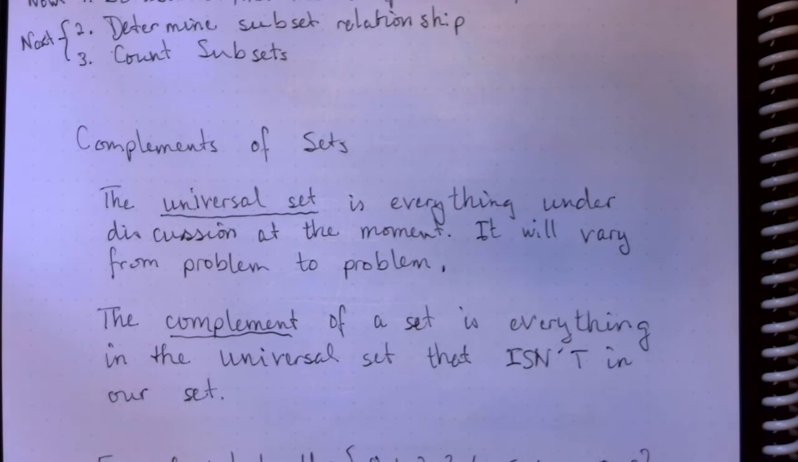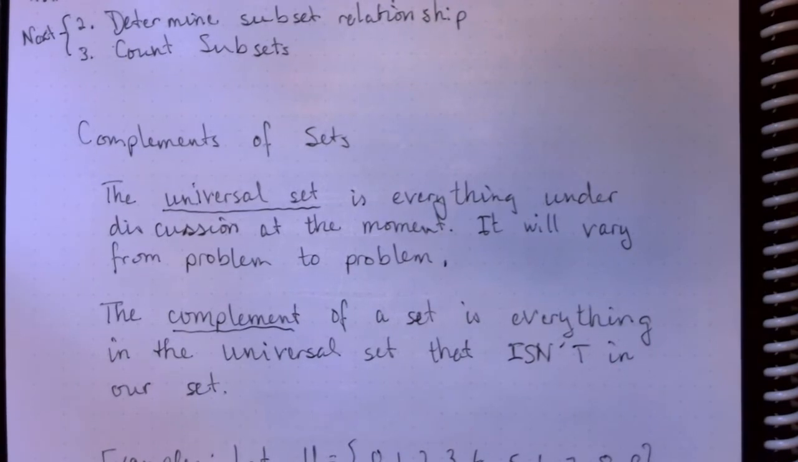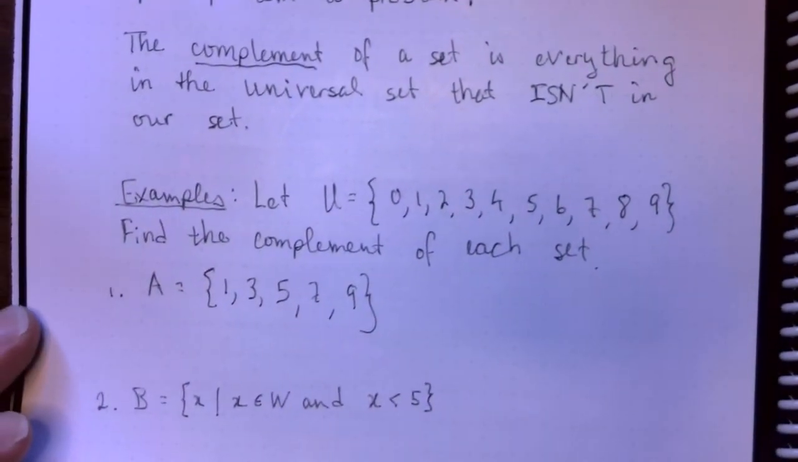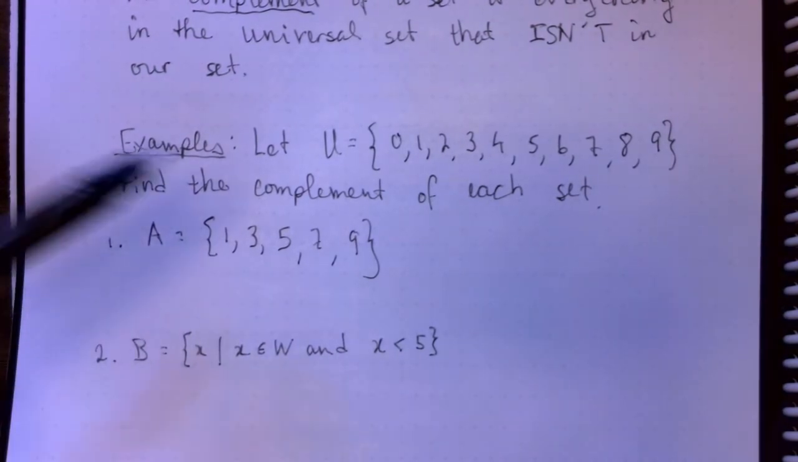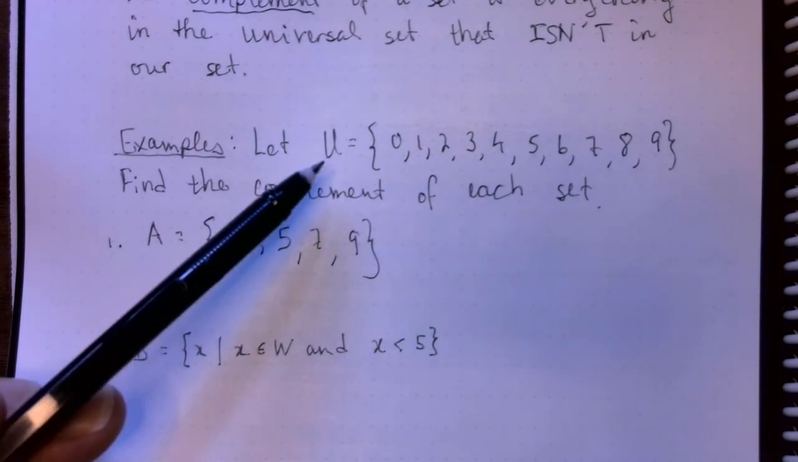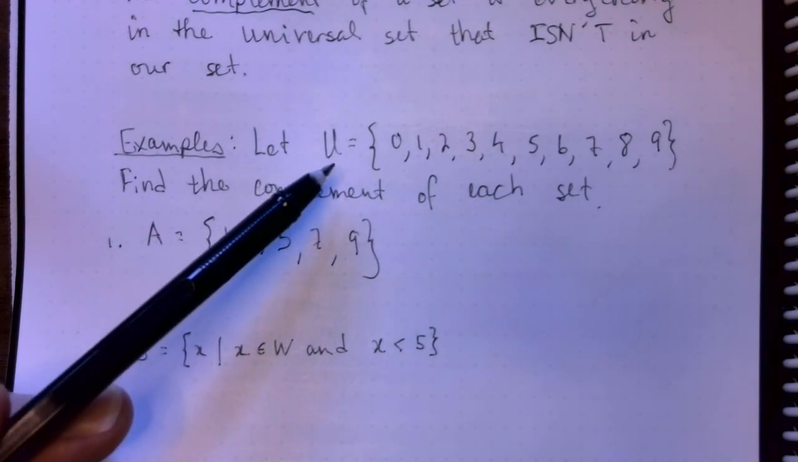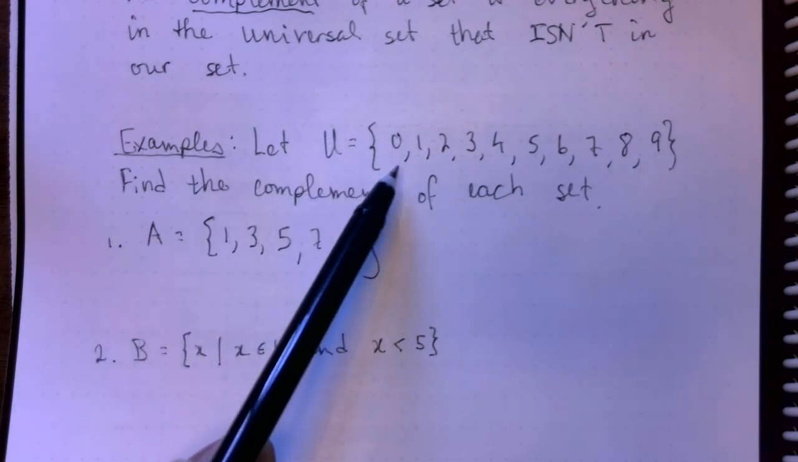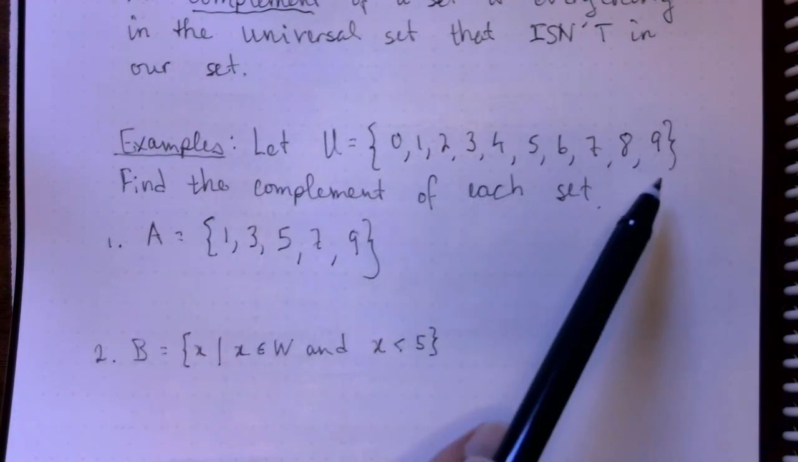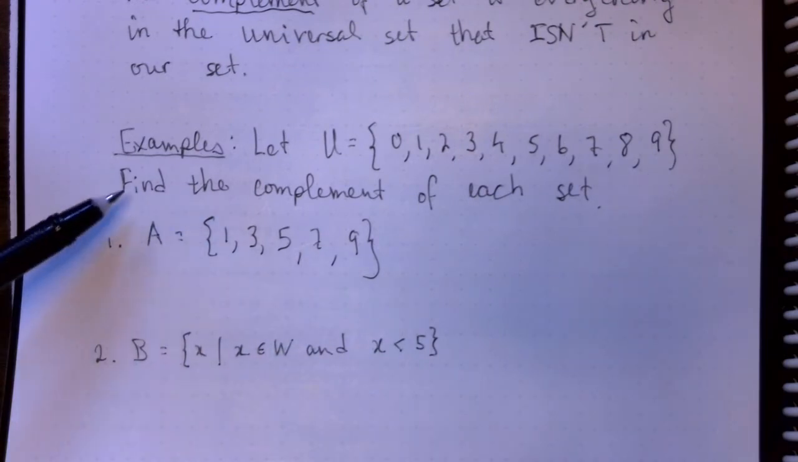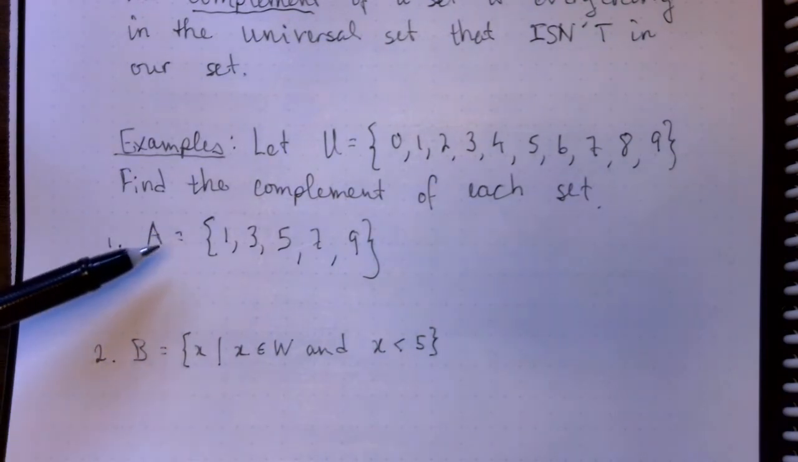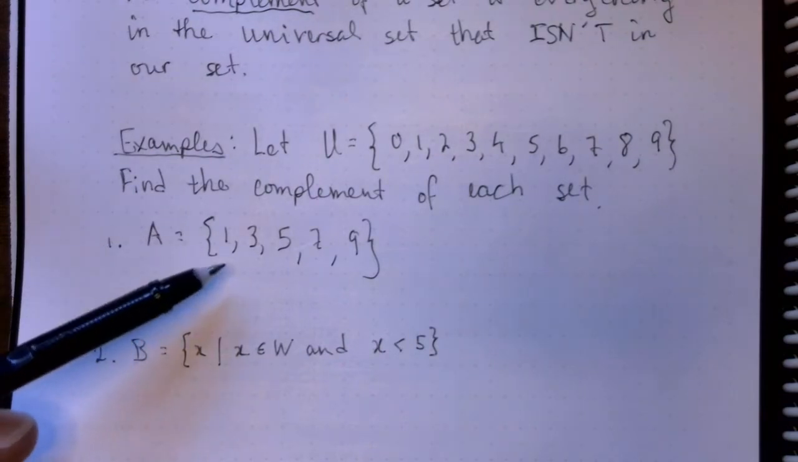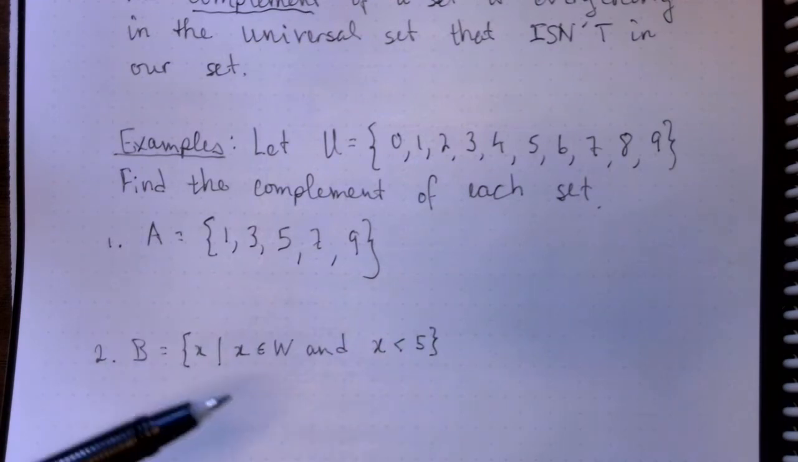So let's look at some quick examples to understand how this operation of taking the complement of a set works. For these examples, I'm going to take my universal set to be this one right here. We almost always designate the universal set by the letter U. In this problem, the universal set is the set of whole numbers that are less than 10. I want to find the complement of each set that we're given right here. The set that we're given in this first example is designated by the letter A, and A equals 1, 3, 5, 7, and 9.